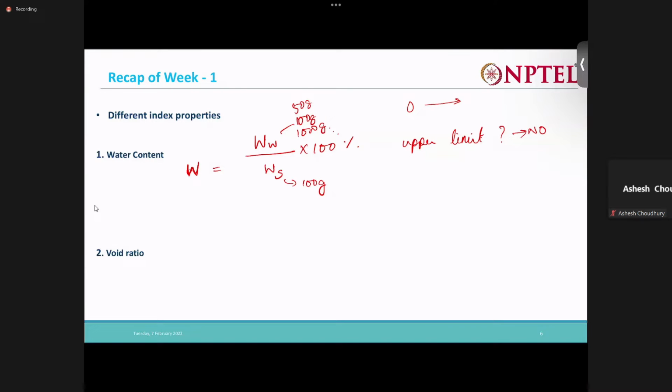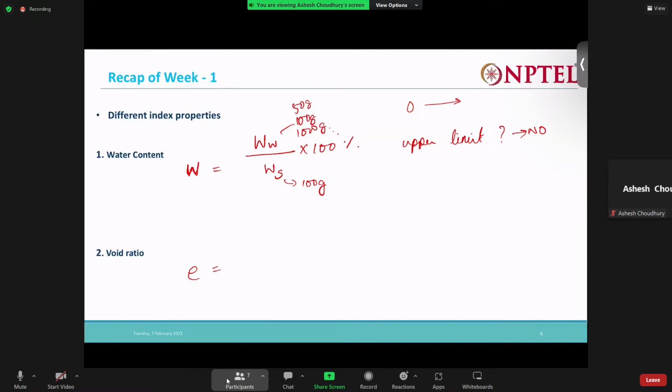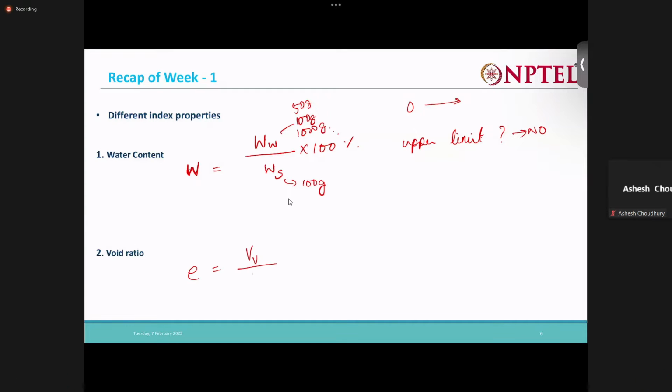Next we have the void ratio, which is represented by small e. It is nothing but the volume of voids divided by the volume of solids.